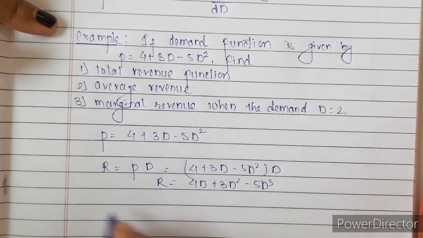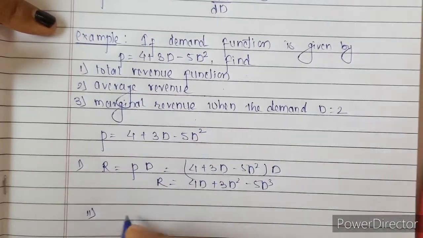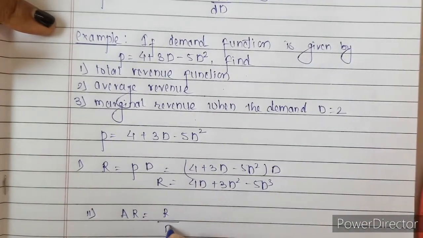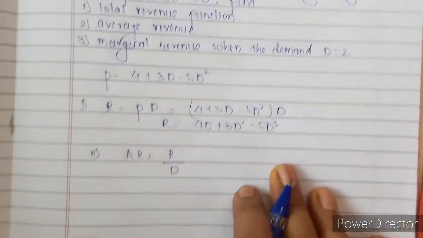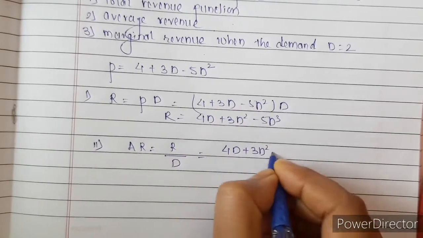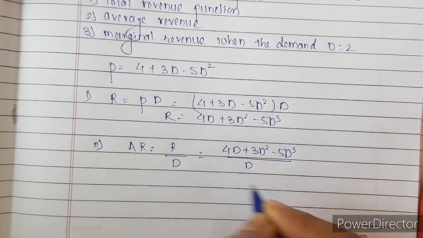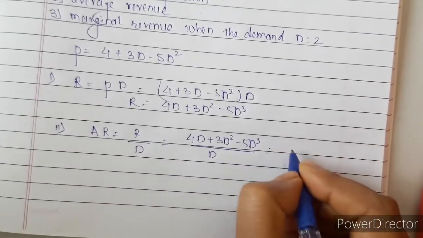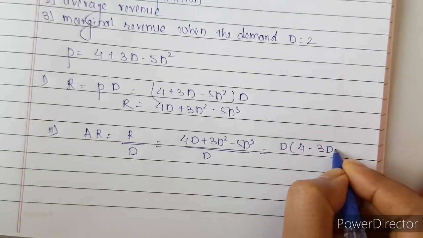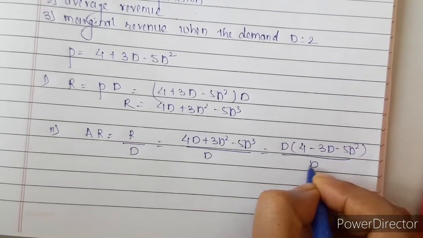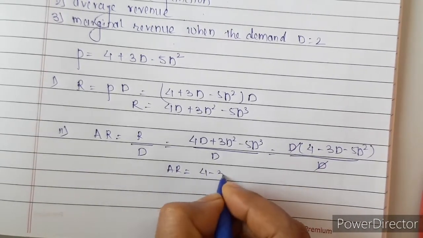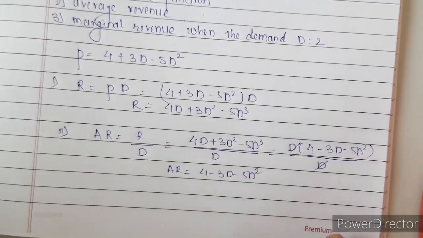Next is average revenue. What is average revenue? Average revenue is total revenue divided by quantity demanded. So it is R by D. What is R? 4D plus 3D square minus 5D cube divided by D. So taking D common from all these terms, what we have is 4 plus 3D minus 5D square, all divided by D. So this D will get cancelled. Average revenue is 4 plus 3D minus 5D square.